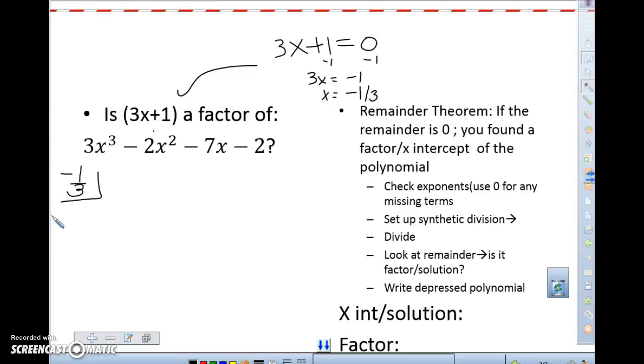And yeah, I know it's a fraction, but that's okay, because fractions are numbers too. Don't be a hater, okay? All right, check our exponents. Does it go down by 1 every time? Yes, okay, so we're good to go. 3, 2, 1, and 0, none, okay?